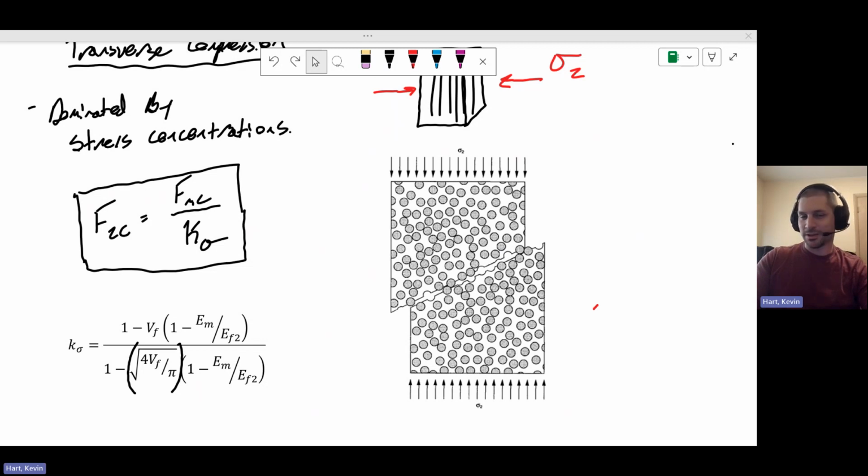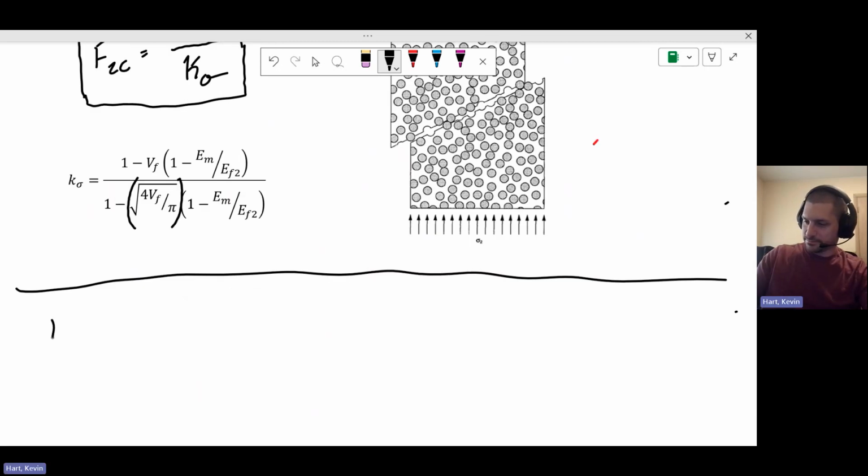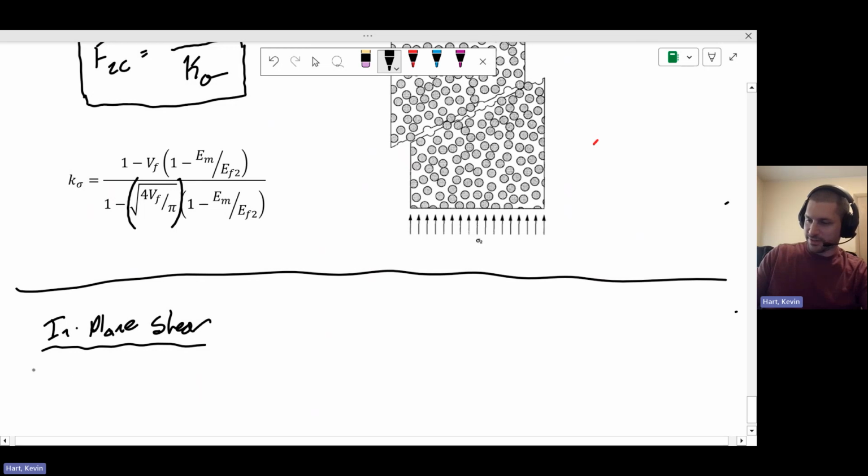I guess there's one last thing to do, and it's also quite quick, so we'll just go for it. And that's the failure in plane shear. This one is also dominated by stress concentration factors.